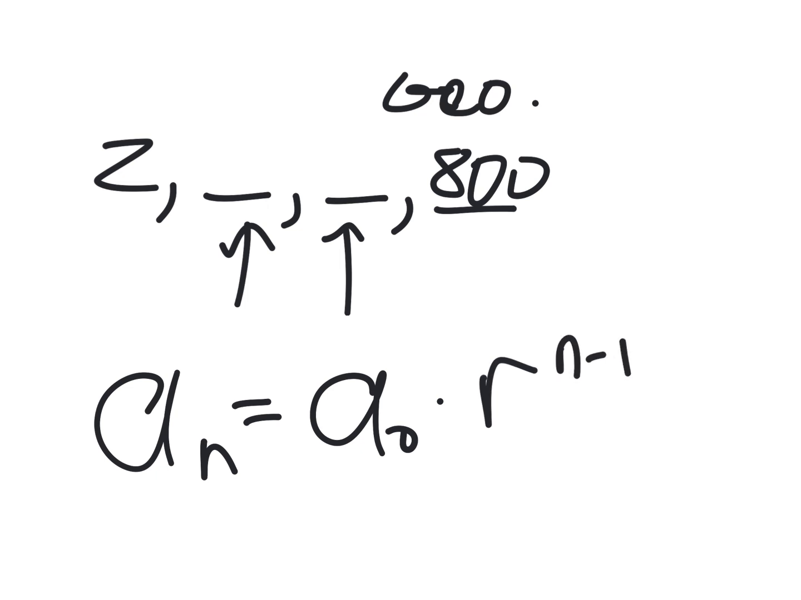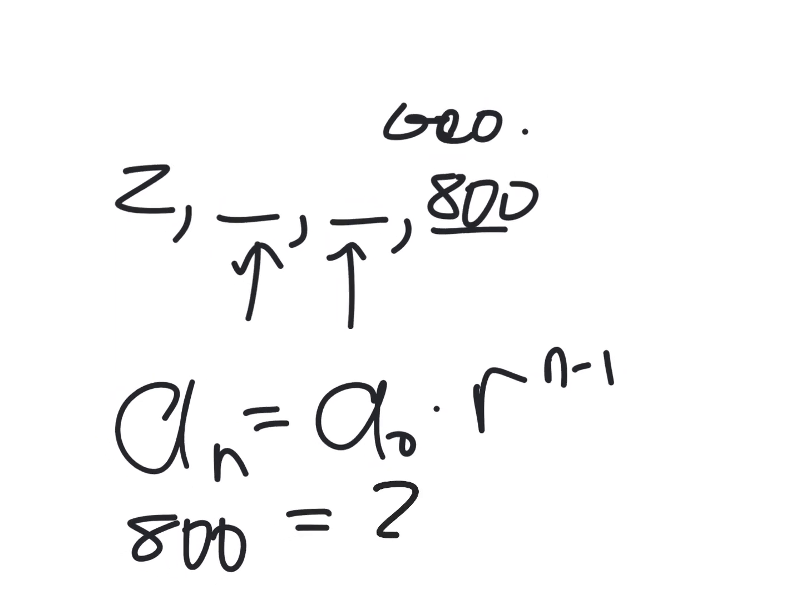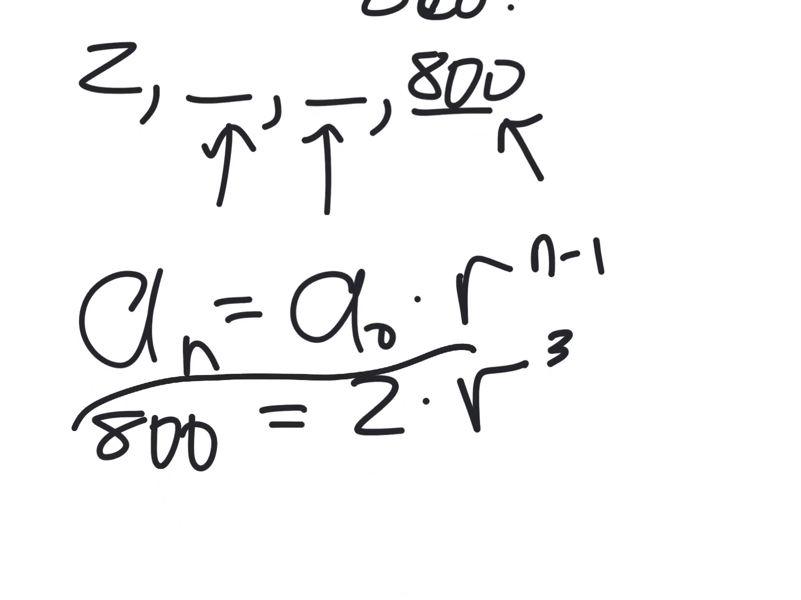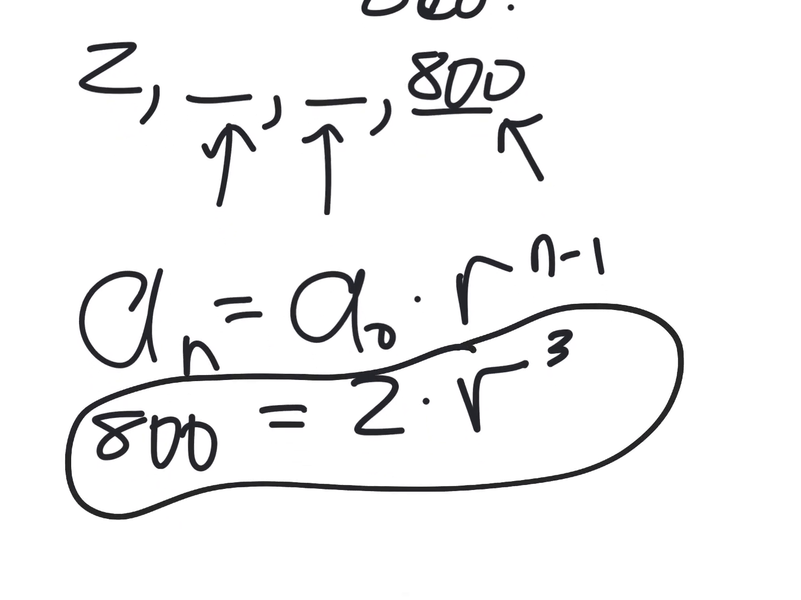And I know a lot of those things. I know a sub n is 800, so I put an 800 right here. And a sub 0 is 2. And r, I don't know that, so I put r. N minus 1, well, this is the fourth term, so I go 4 minus 1, and 4 minus 1 is 3. And if you can solve that, you've got your answer. Okay, so you do have a calculator. Hopefully you can use your calculator and go 800 divided by 2 is 400, and then the cube root of 400. If you don't remember how to do that, I'll remind you.